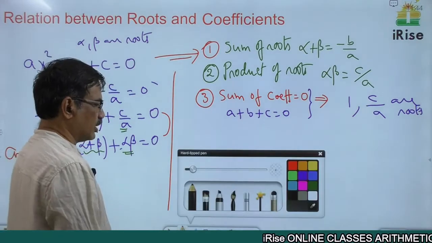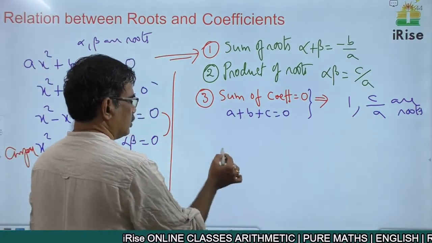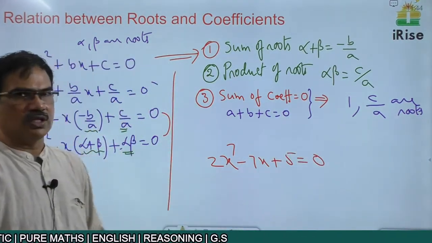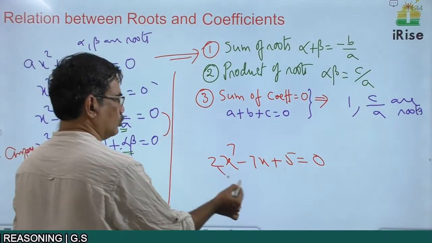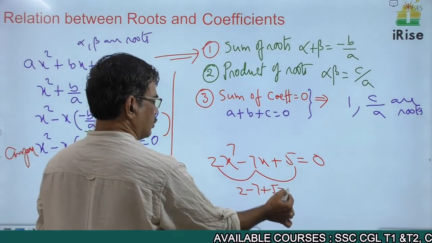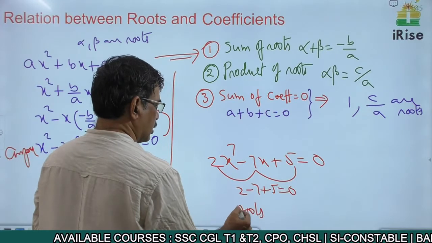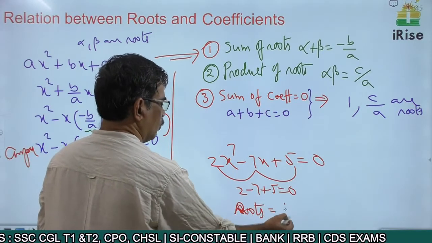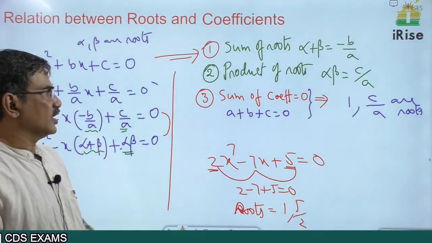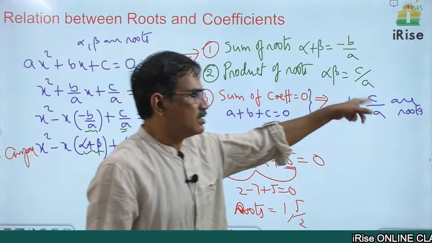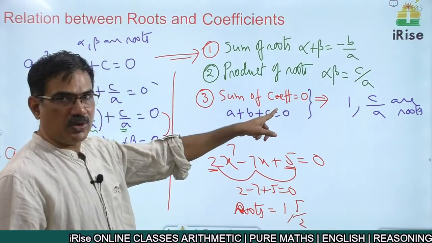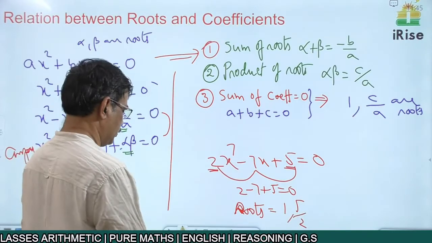I want to give one more example. 2x square minus 7x plus 5 is equal to 0. What are the roots of the equation? It is not necessary to solve. Here 2 minus 7, 5 added, we get 0. Okay? 2 minus 7 plus 5 is equal to 0. Therefore, the roots are nothing but 1 comma c by a, 5 by 2 are the roots. So if the sum of coefficients is equal to 0, 1 comma c by a are the roots of the quadratic equation. Understood this point? Next, point number 4.